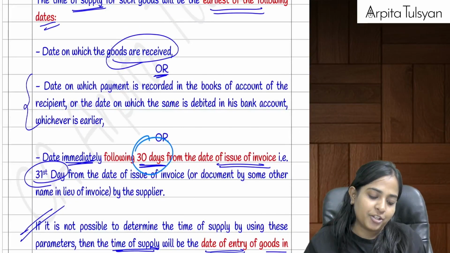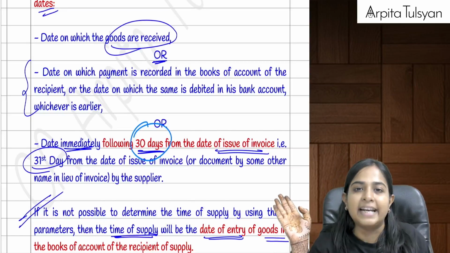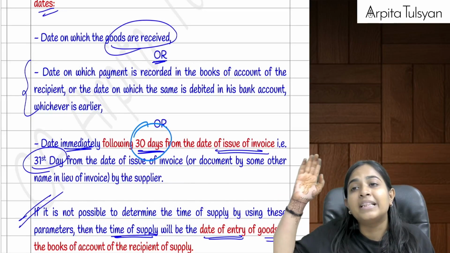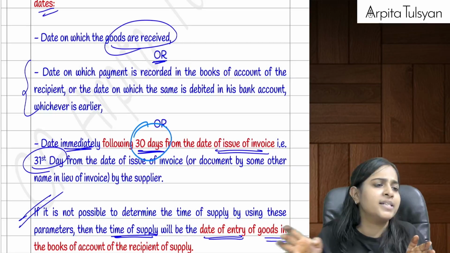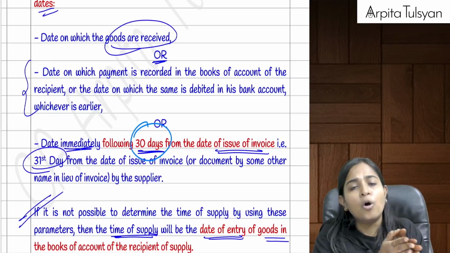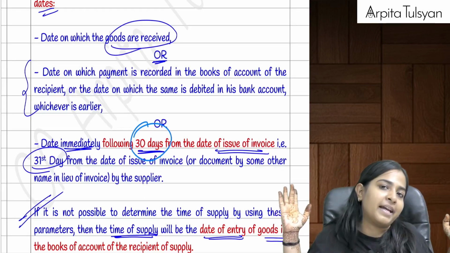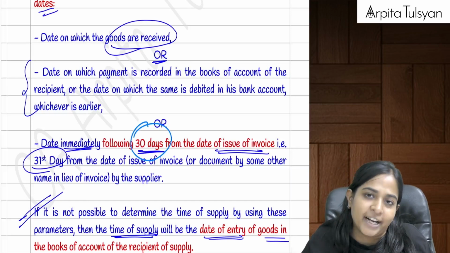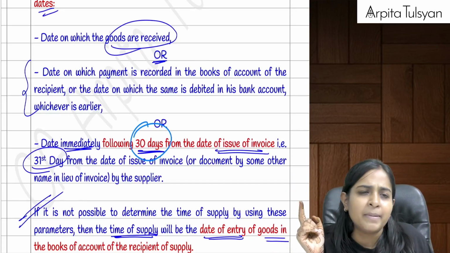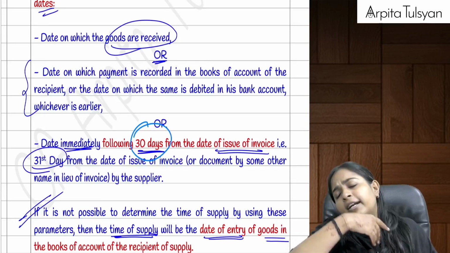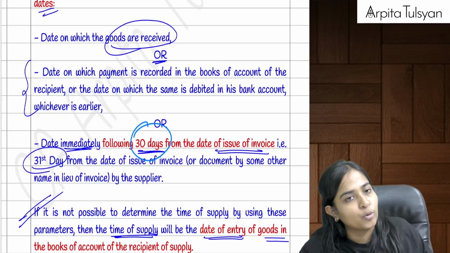Let's say there is a possibility we are going to receive the goods late, and we are going to make the payment late, but the invoice has been issued now itself. So government says no problem. If the invoice is issued now, then on or before the 31st day, the time of supply is going to apply. Government is not going to wait for when the recipient will receive the goods or make the payment. If the invoice has been issued, done. Time of supply will be the 31st day from the date of issue of invoice.